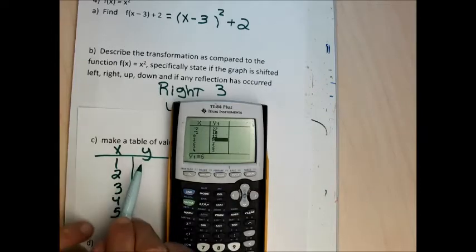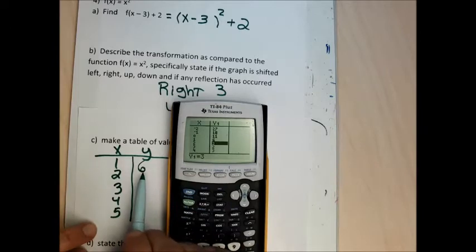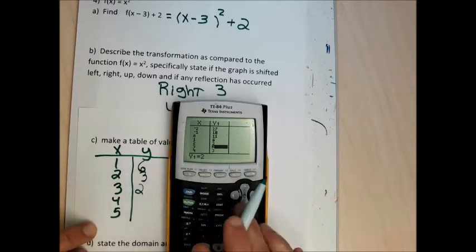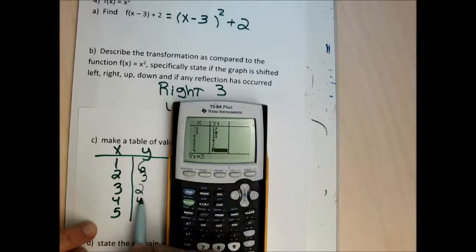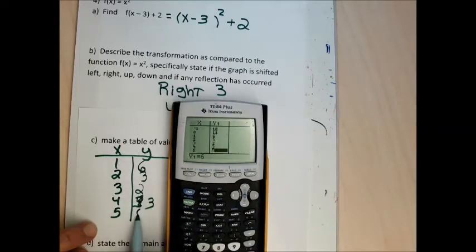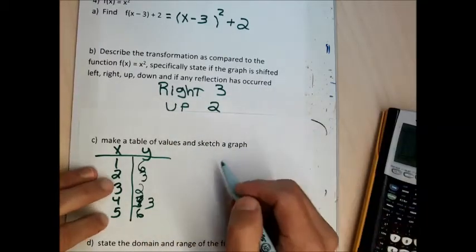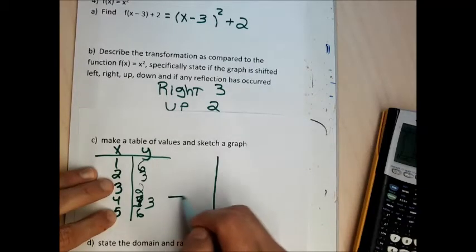Next to x equal to 1, I get y equal to 6. Next to x equal to 2, I get y equal to 3. Next to x equal to 3, I get 2. Next to x equal to 4, I get y equal to 3. And next to x equal to 5, I get y equal to 6. So I have 5 points, and I'm just going to plot those points to sketch my graph.